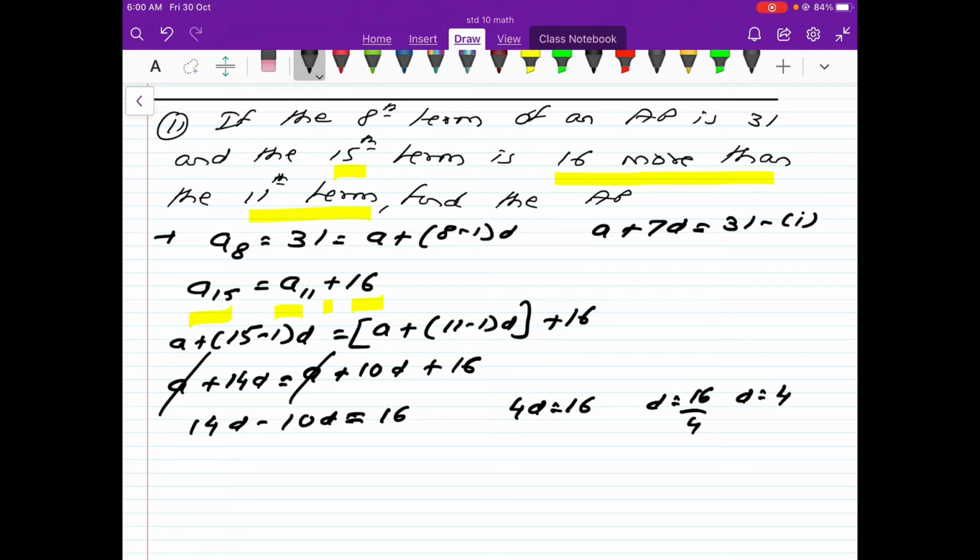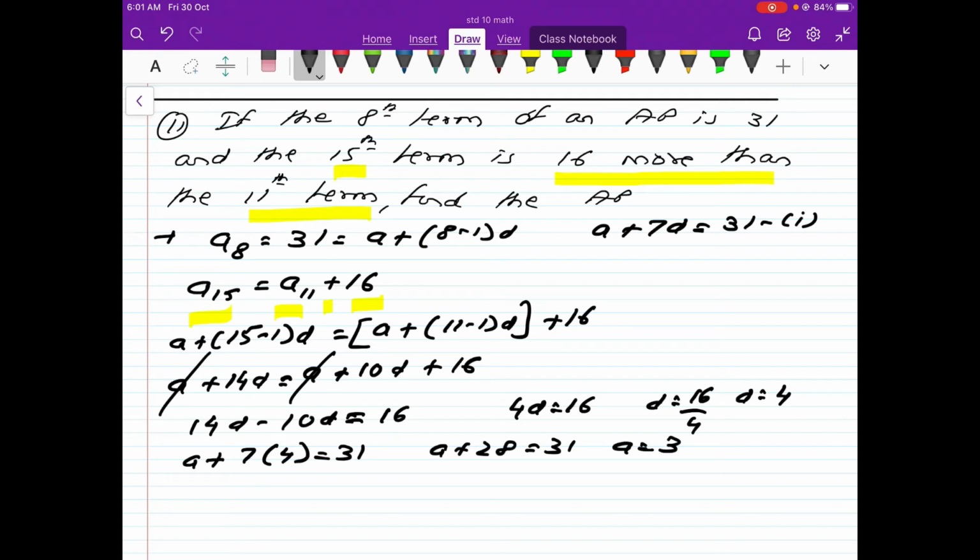Now we have to find the value of A. So we can put it in any equation we like. I am just putting it in the first equation. A plus 7 into D is equal to 31. So A plus 28 is equal to 31. A is equal to 31 minus 28. So A is equal to 3.